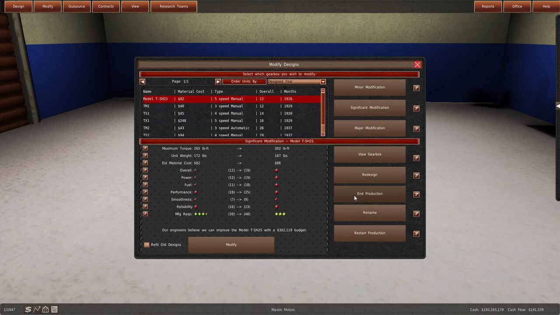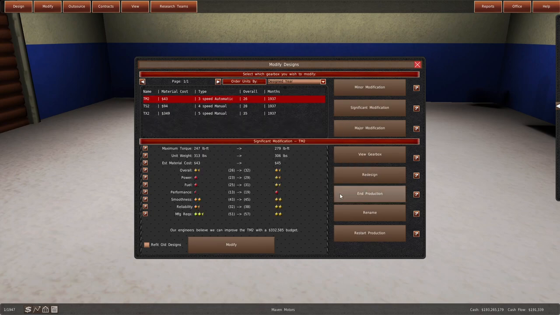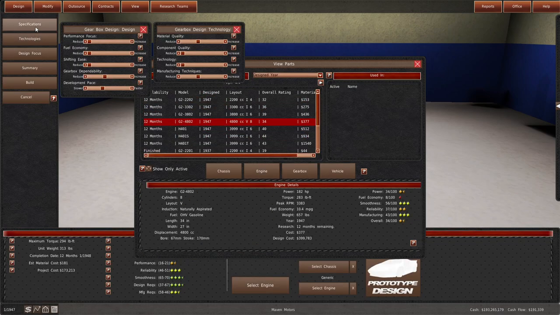Cancel these engines because they're getting in the way. So we got the TM, the TS, and the TX, which I'm guessing is just higher performance transmission, judging by the cost. So TM2 stays as a 3-speed auto.